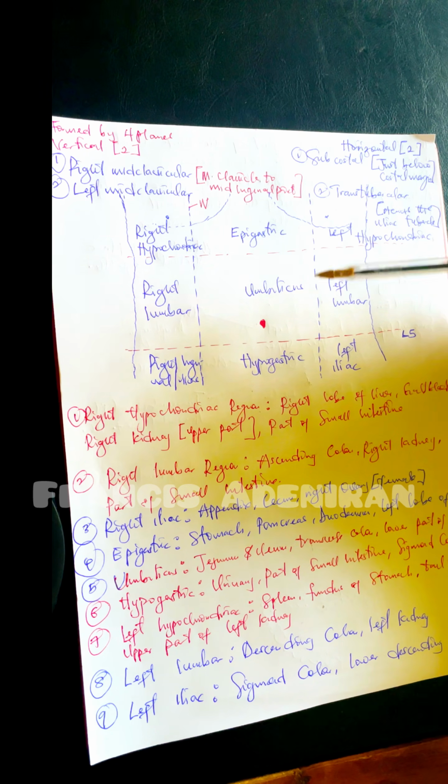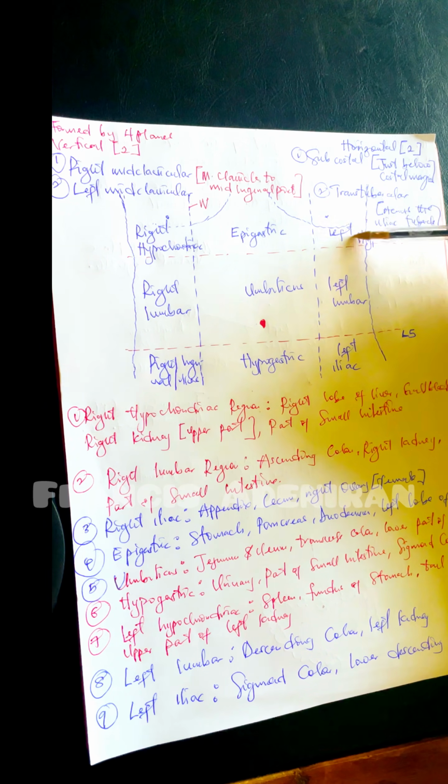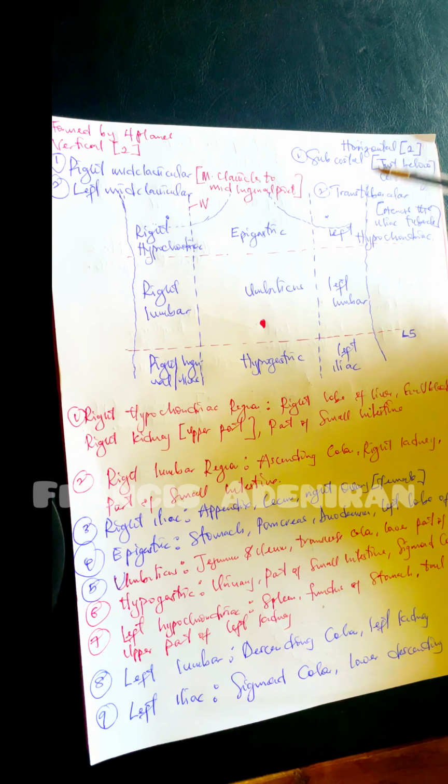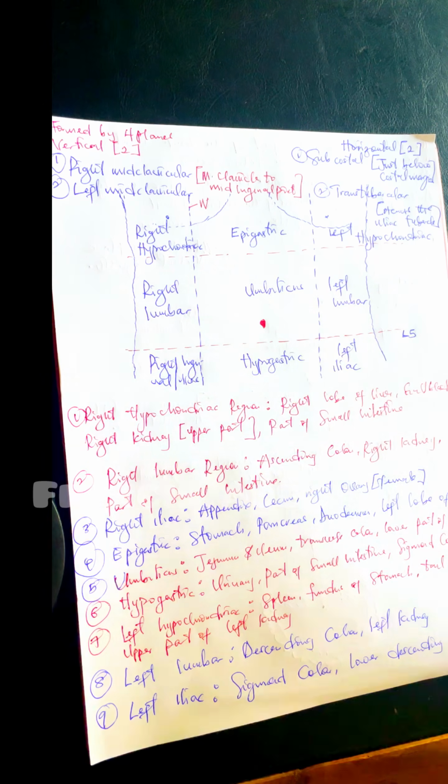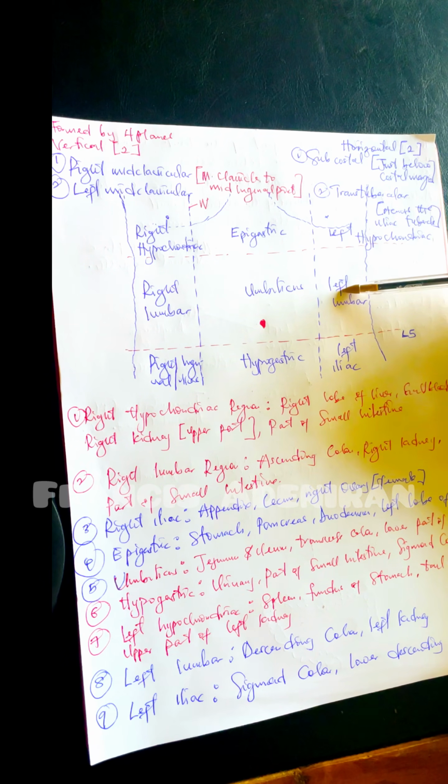Then the left hypochondriac, which is this aspect, is where you find the fundus of stomach. We'll still get to that because the stomach has different parts. You find the fundus of stomach, the spleen, the tail of the pancreas, and also the upper part of the left kidney. Now this left lumbar is where you find the descending colon and the left kidney, while this left iliac is where you find the sigmoid colon and the lower descending colon.